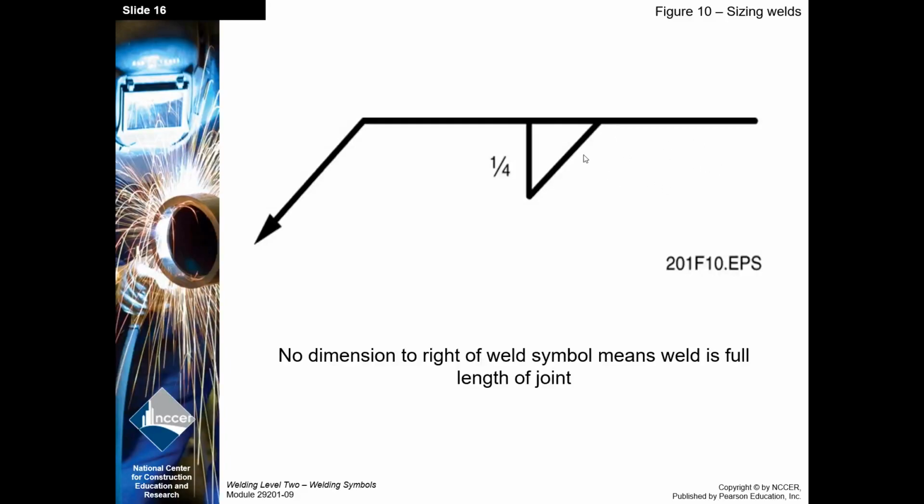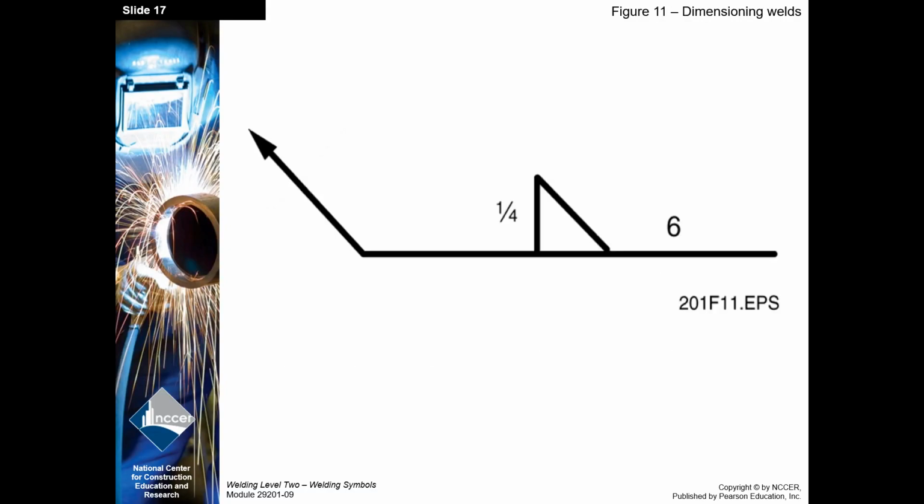All right, so a welder, you kind of got to pull them back. If I don't tell you how much to weld, you're going to weld it all. All right. So now I've got a number to the right. So now I need a 1/4 inch wide. This is the size, fillet weld, and it needs to be 6 inches long.